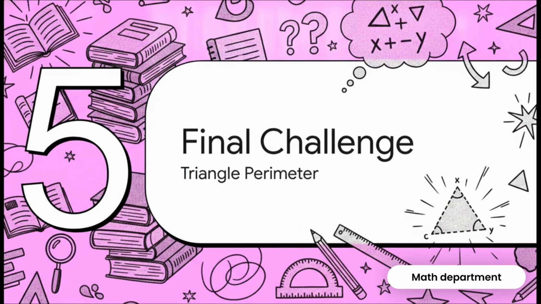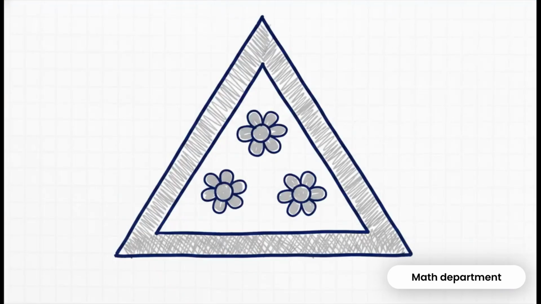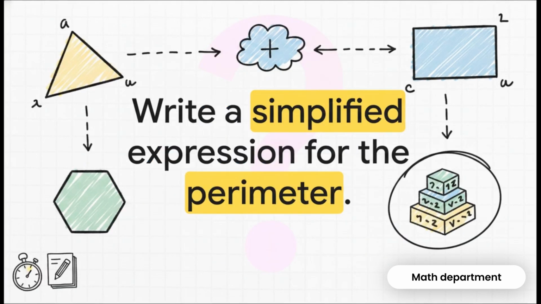Section 5. Final practice challenge, the triangle perimeter. All right, here is your final challenge scenario. Imagine a triangular garden fence. We don't have the exact physical lengths quite yet, but we do know the algebraic expressions for each of its 3 sides. Remember, perimeter simply means adding up all the outside edges.